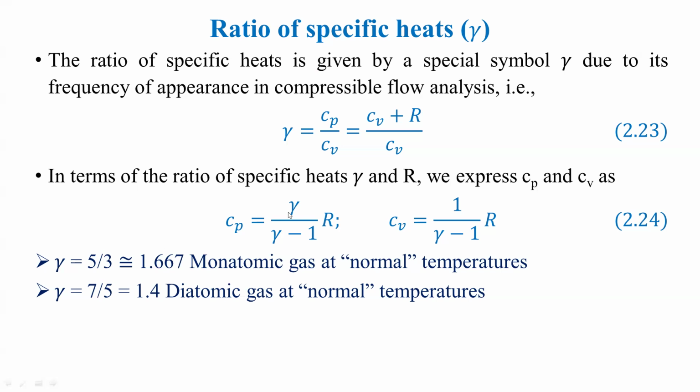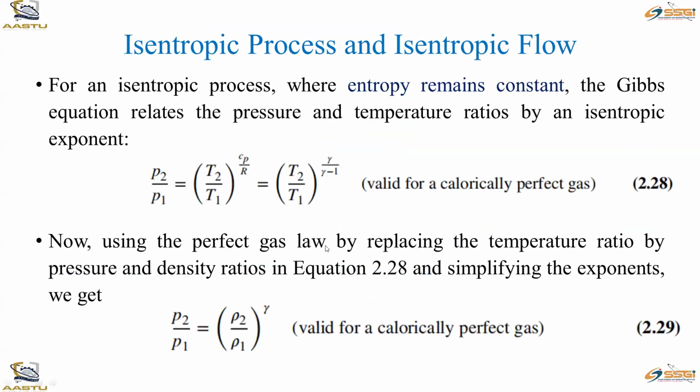Please do it by hand calculation or using your calculator, it is a very easy question. After that, it is better to go for the isentropic process and isentropic flow. The isentropic process is the process where entropy remains constant. In an isentropic process, entropy remains constant.